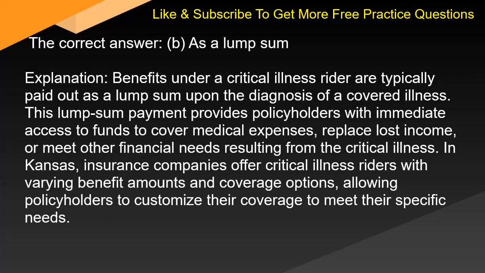The correct answer, B. As a lump sum. Explanation. Benefits under a critical illness rider are typically paid out as a lump sum upon the diagnosis of a covered illness. This lump sum payment provides policyholders with immediate access to funds to cover medical expenses, replace lost income, or meet other financial needs resulting from the critical illness.